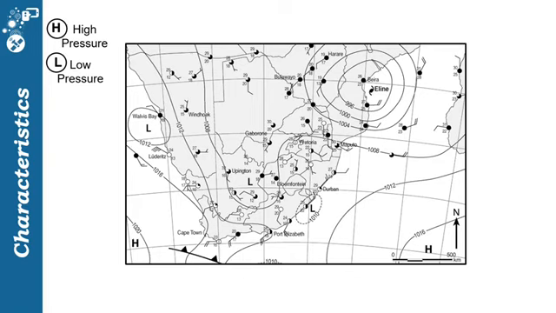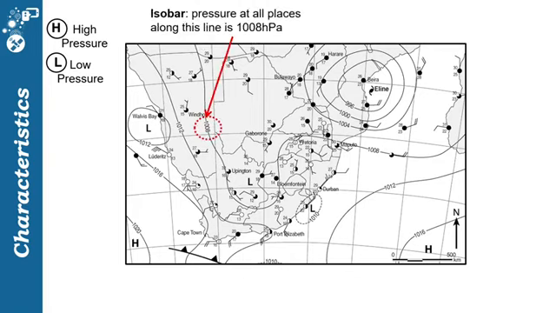So what else do we need to know? We need to know what an isobar is. I've used the term isobar, and it is simply a line that joins places of equal atmospheric pressure. So this particular isobar that is highlighted here has a pressure reading of 1008 hectopascals. We can see there 1008 hectopascals. So all places along that line, along that particular isobar, have an atmospheric pressure of 1008 hectopascals.